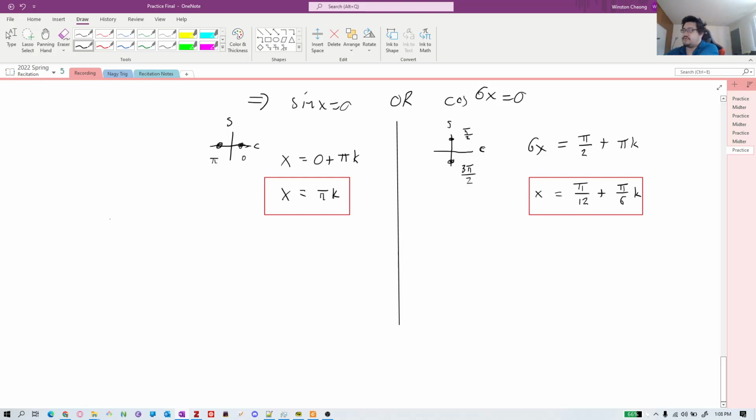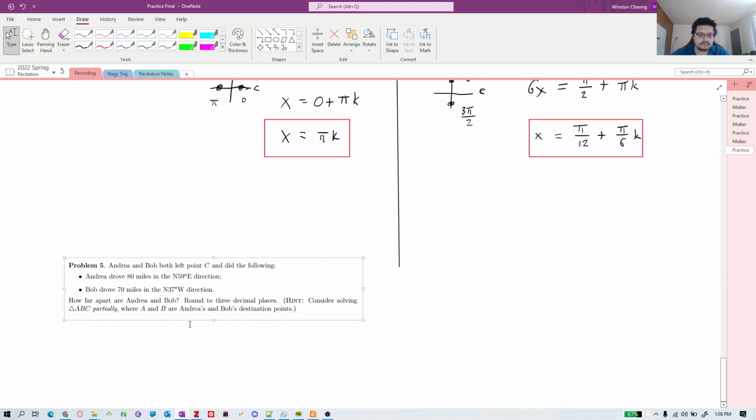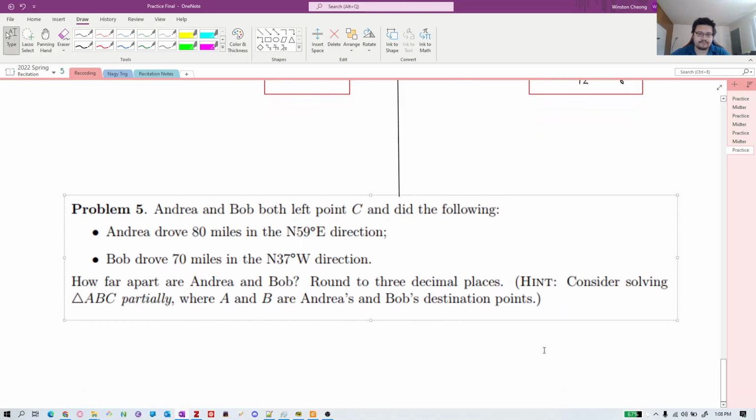I'm just checking. Yep, same thing. Good. Right. Next, number 5. I don't want cursor. Okay. Where's my cursor now? Good. Oh, that's fine.